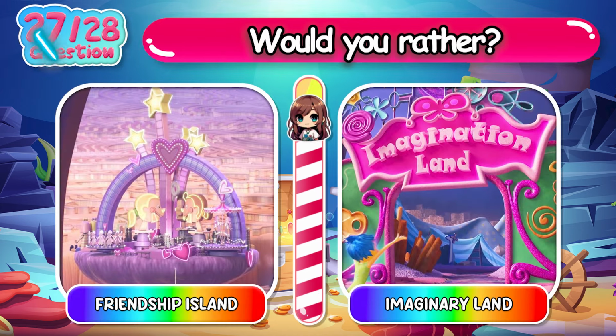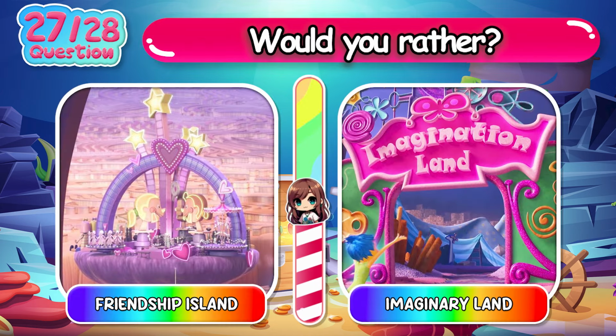Round 27. Would you rather live in headquarters or live in Imagination Land?